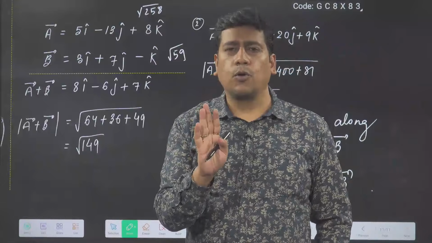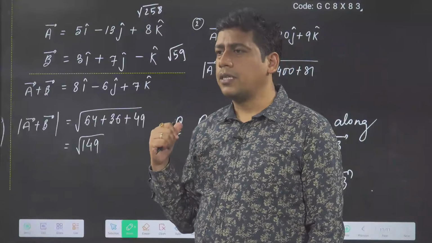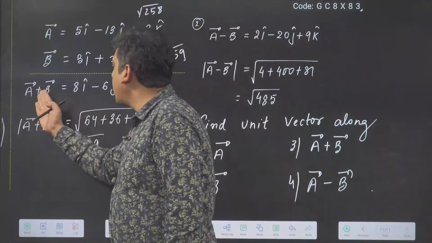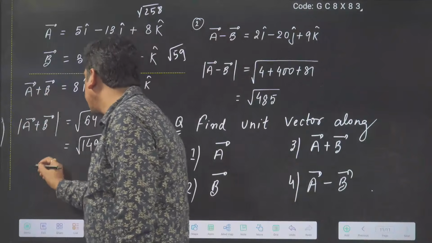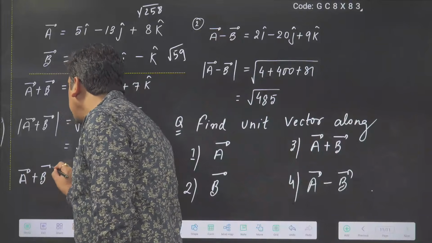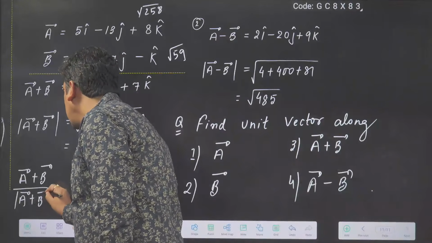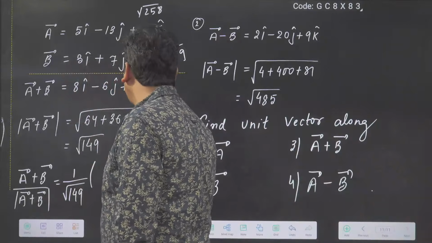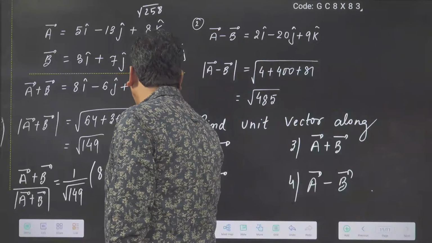I know that most of you will not make the mistake, okay? But I want no one to make such a mistake. So what you have to do? Simply, the unit vector along A vector plus B vector will be A vector plus B vector divided by its magnitude only. Unit vector will be A vector plus B vector divided by its magnitude. So it will be 1 by root 149 into 8i minus 6j plus 7k. Come on.